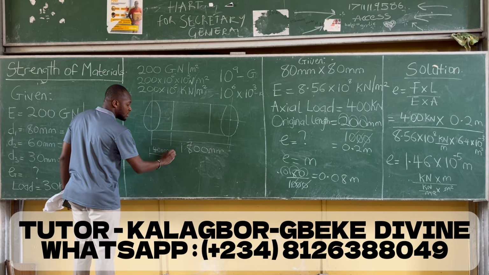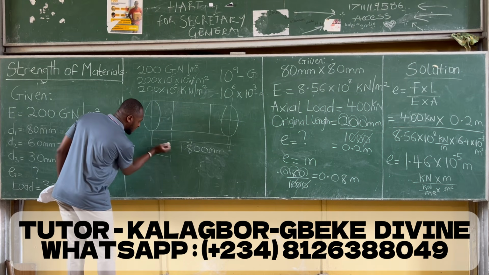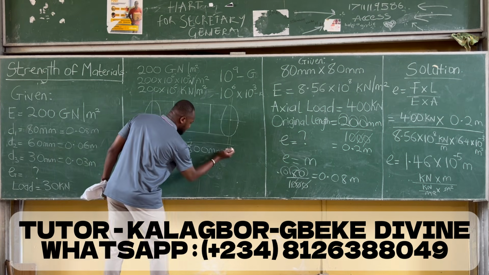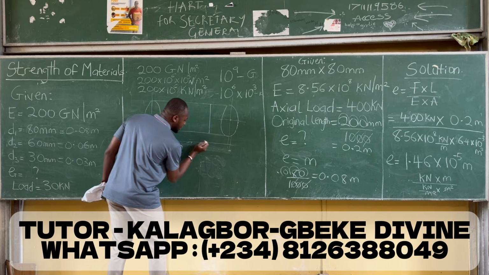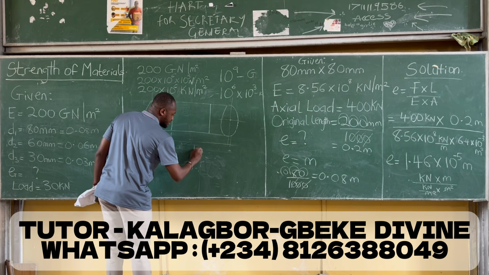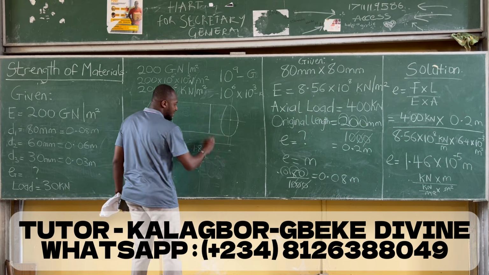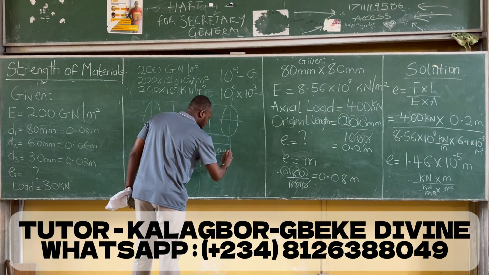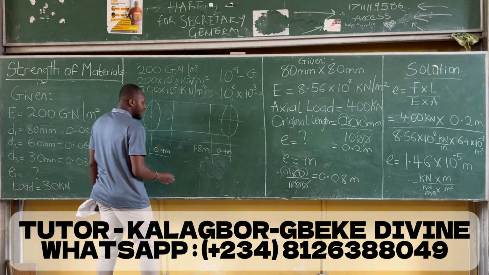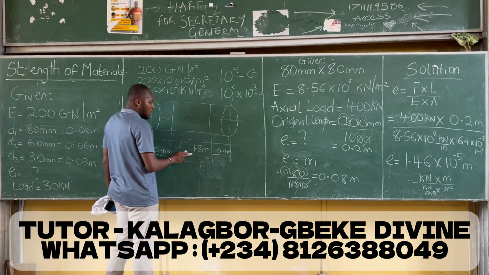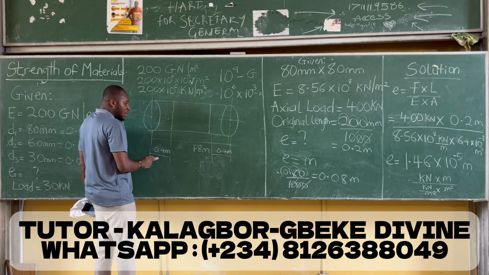It will be 0.4. Let's use 0.4 at once. 0.4 meters, right? Over this one, if we convert 1800 millimeters, we will get 1.8 meters, right? And now this one too will be 0.4 meters. So now take note, the total length of the bar from here to here is 1.8 meters, right? This is 0.4, this is 0.4.